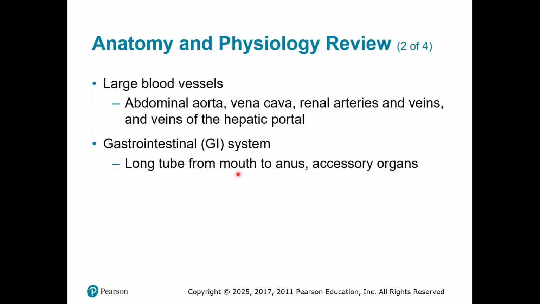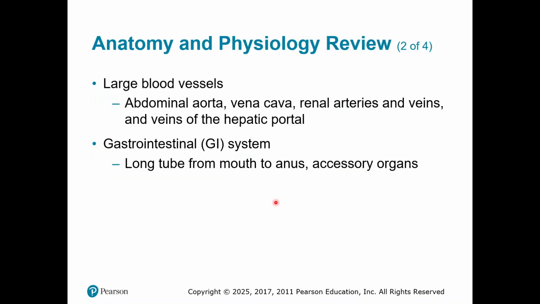So one of the largest blood vessels that we have to be concerned with is the abdominal aorta, right? With the vena cava, the renal arteries and veins, and the hepatic portal. Talking about the liver there.